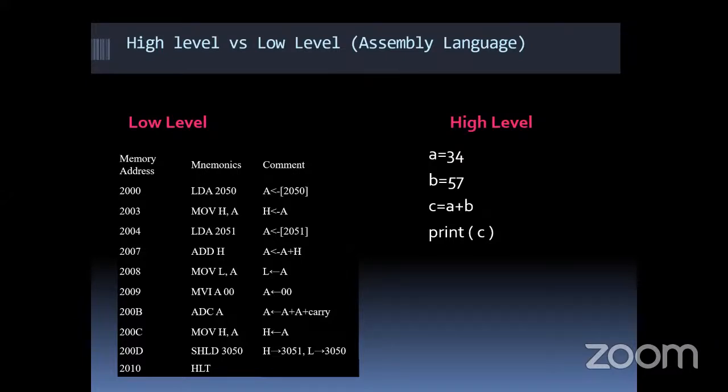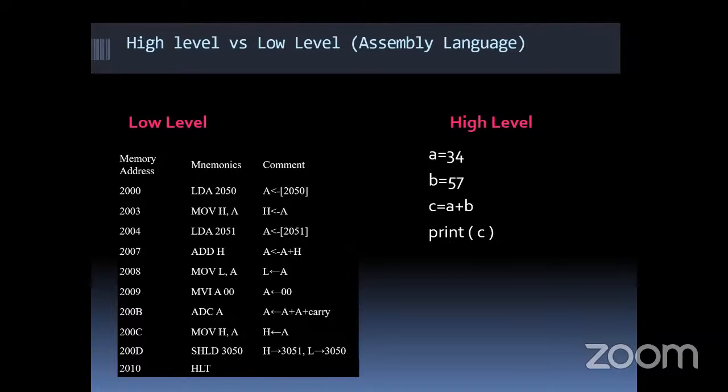On the right side of this slide, you can easily read: A is of value 34, B is of value 57. In the next line, I am adding A and B, and that result is printed. Anyone can read these lines and understand them. That is the main thing. So the language is simplified to the next level. That is a high-level programming language. Now it is very easy for the human to read and write.